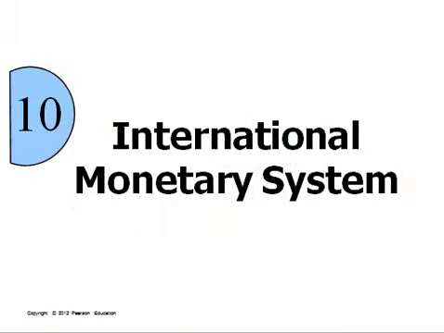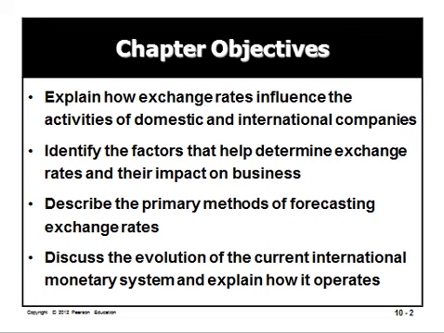International Monetary System. This chapter explores factors that determine exchange rates and various international attempts that manage them. It also presents different methods of forecasting exchange rates and the functioning of the international monetary system. The objectives of this chapter are to explain how exchange rates influence the activities of domestic and international companies, identify the factors that help determine exchange rates and their impact on business, describe the primary methods of forecasting exchange rates, and discuss the evolution of the current international monetary system and explain how it operates.